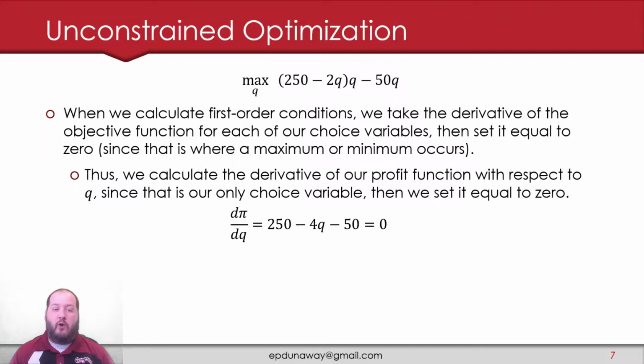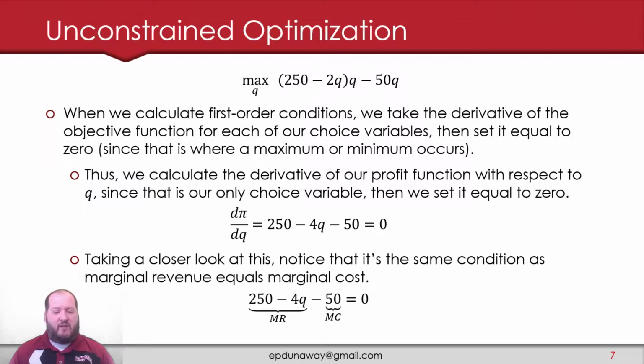Now, again, we only have one choice variable, quantity in this case, so I'm going to take the derivative of my profit function with respect to quantity, and I'm going to do this real quick since we've practiced derivatives already. We're going to get 250 minus 4Q minus 50, and then we set it equal to 0 because that's where a maximum happens. Well, that's just an easy equation right there. That's one equation and one unknown, so we can solve that.